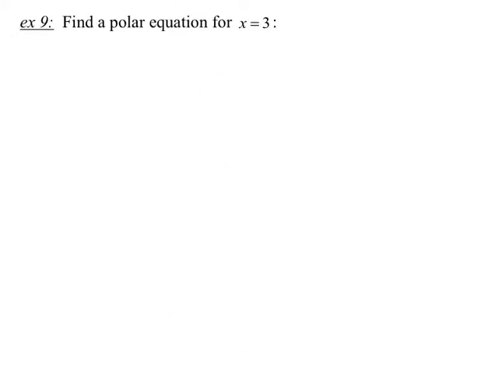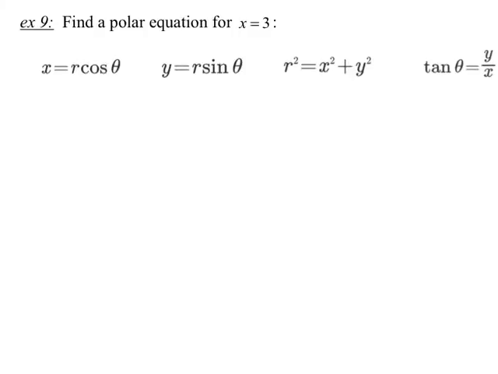On this one, I want to go backwards, and I want a polar equation for x equals 3. So I am going to use my same 4 formulas. Now that I'm going from Cartesian to polar, I need to have on the x and y side of this either an x or a y, or an x squared plus a y squared, or a y over an x. And because I have a plain old x here, I can make a very simple substitution and have that r cosine theta would be 3.